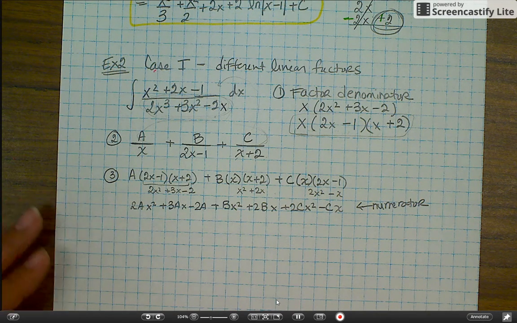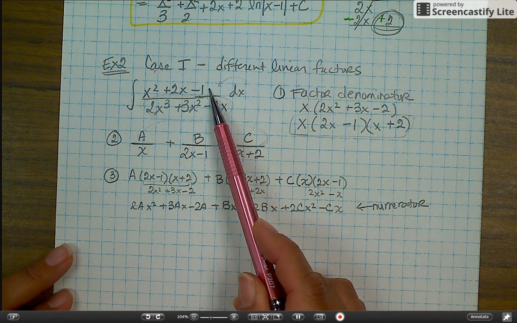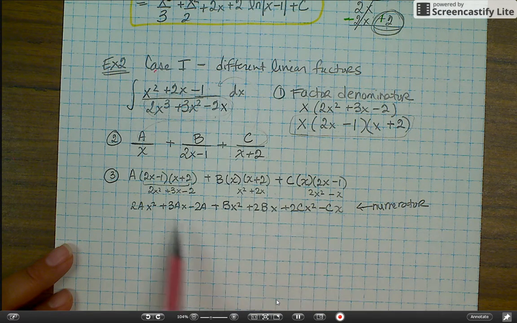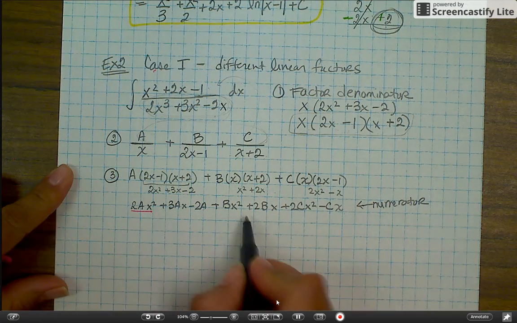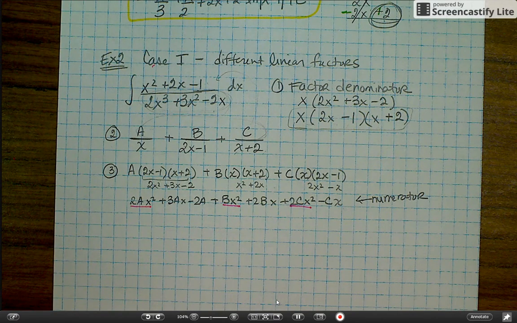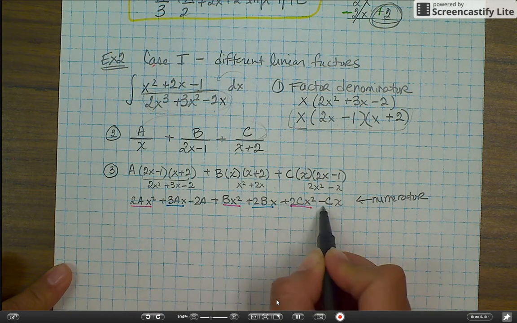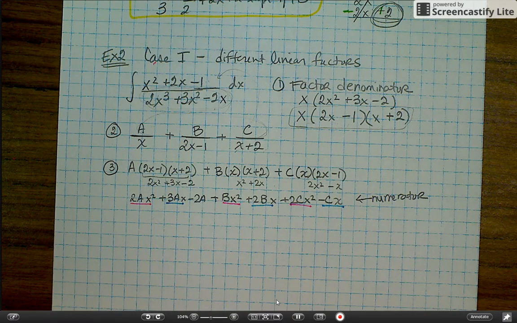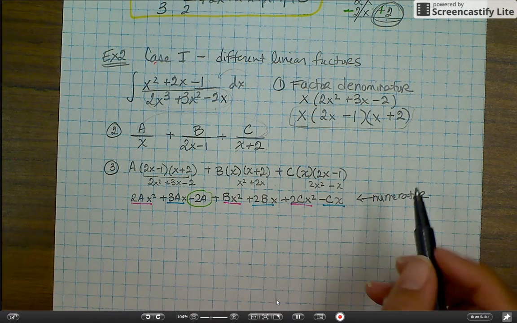But this numerator somehow had to simplify to this numerator. So how would we have done that? We would have put all like terms together. So I'm going to use some colors here. All my x squareds, here's an x squared, there's an x squared, there's an x squared. All of my x's, there's an x, there's an x, there's an x. And then all my non-variable terms is this one, and that's it.